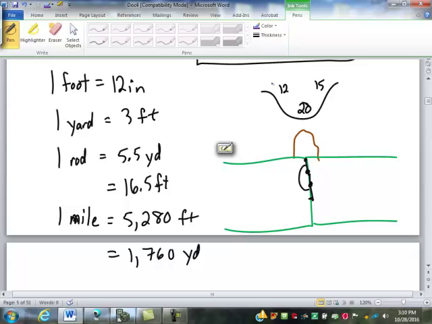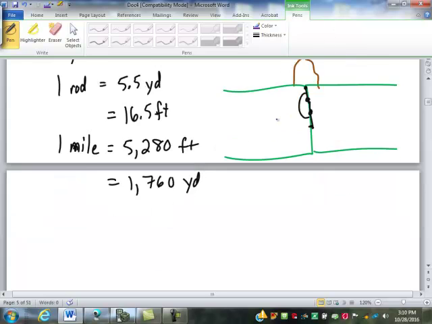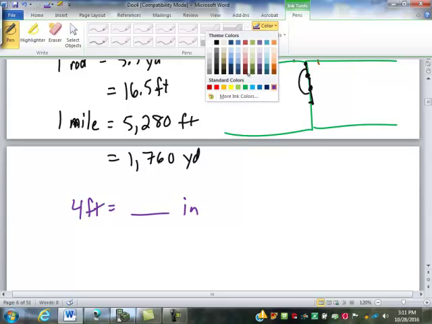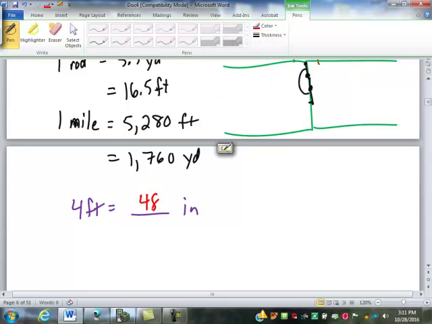Converting between these is going to be important for you guys, of course, feet and inches especially. If I have 4 feet, most of you can just tell me that is how many inches? 48. If we didn't know that one, we do feet to inches enough on our own that we really don't need to focus on it, to do too much with it.